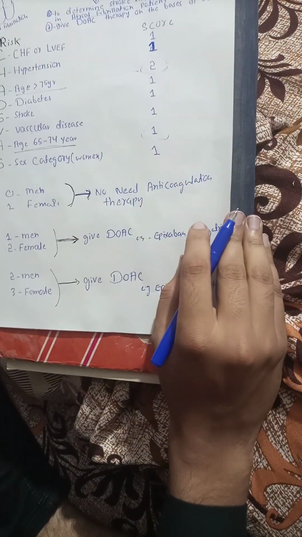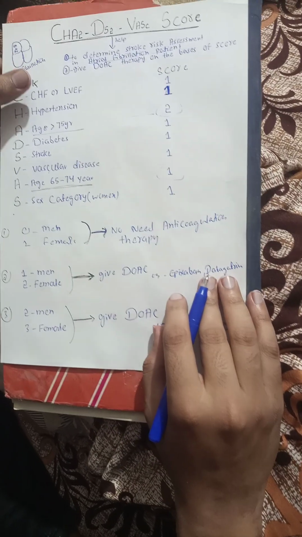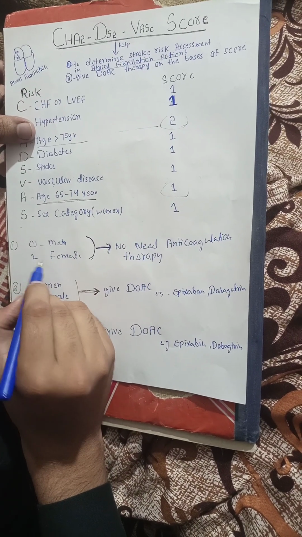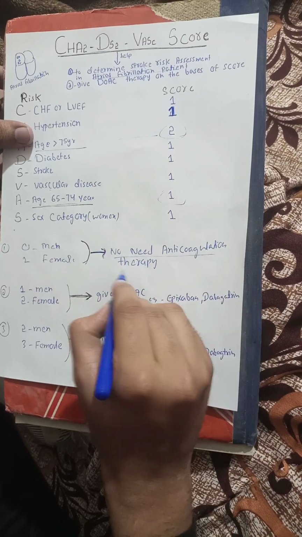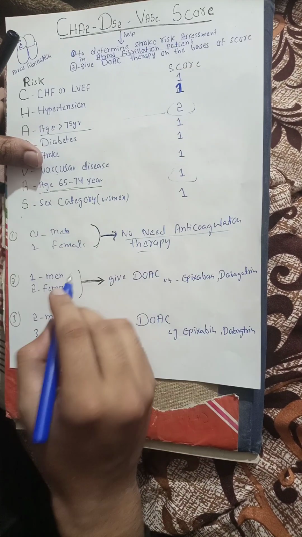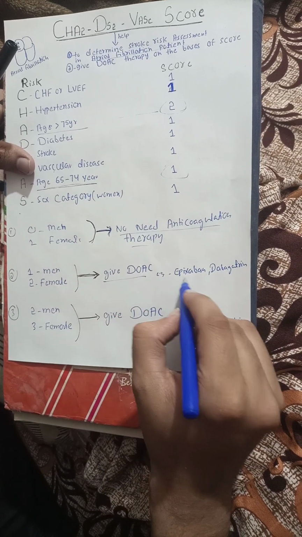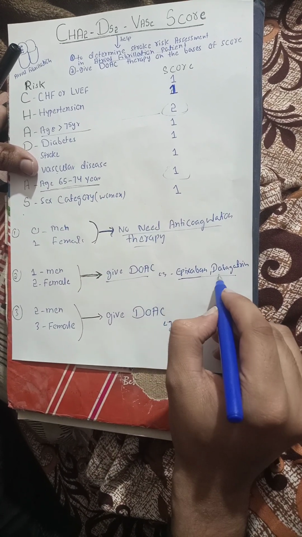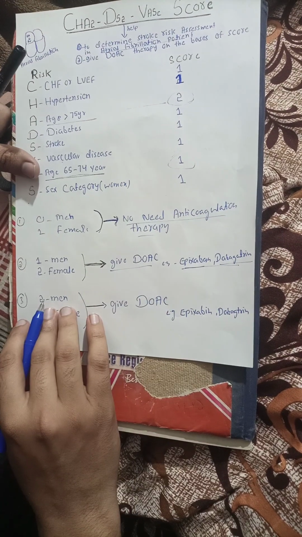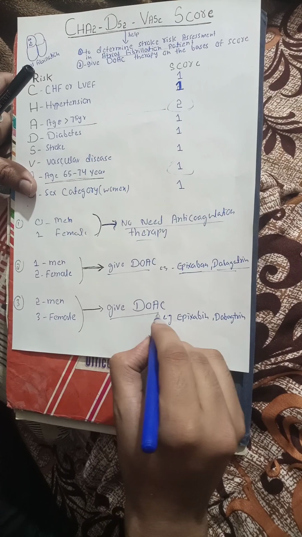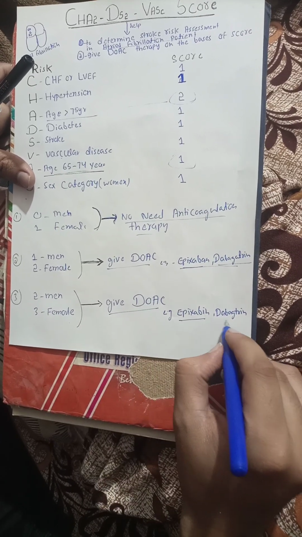Okay, now let's talk about how we can give anticoagulation therapy. If the CHADS-DS2-VASc score is 0 in men and 1 in women, then there is no need for anticoagulation therapy. But when the CHADS-DS2-VASc score is 1 in men and 2 in women, then give direct oral anticoagulation therapy like Apixaban and Dabigatran. And if the CHADS-DS2-VASc score is 2 in men and 3 in women, then give direct oral anticoagulant therapy like Apixaban and Dabigatran.